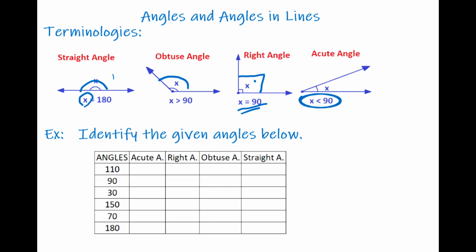And we have a question and it says identify the given angles below. Well, for the first one, 110 degree, of course, that angle is between 90 and 180. So that is why it is an obtuse angle. And for 90 degree, of course, it is a right angle. And for 30 degree, it is an acute angle. 150 degree, of course, is an obtuse angle. And 70 degree, it is between 0 and 90, and that is why it is acute angle. And for 180 degrees, of course, that is a straight angle, guys.